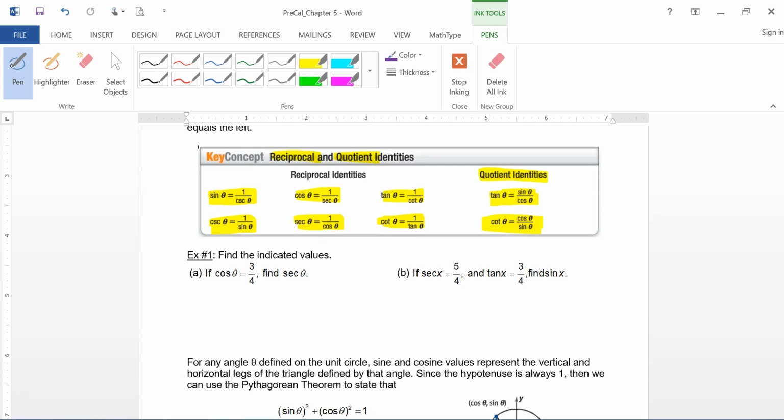Using the identities, we're going to find these trig values. In the last chapter, we did these by drawing a triangle. Now we're going to do them using identities. Okay? So I have cosine. I need to find secant. How are they related? Reciprocal. So secant of theta is 1 over cosine of theta, which is equal to 4 over 3. Okay?